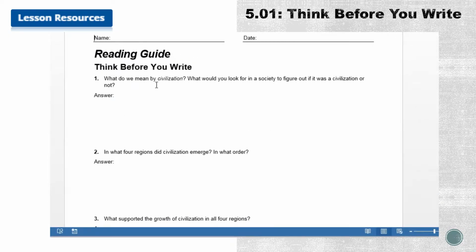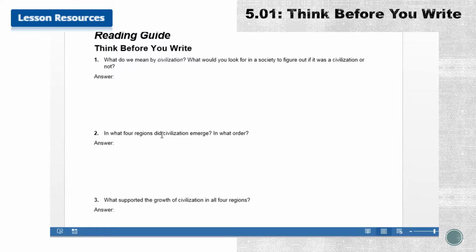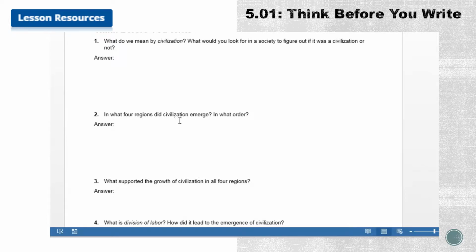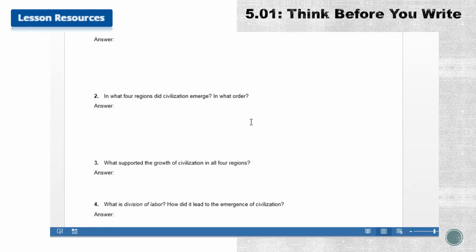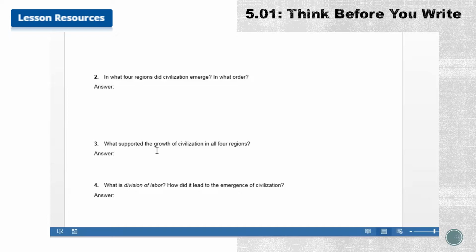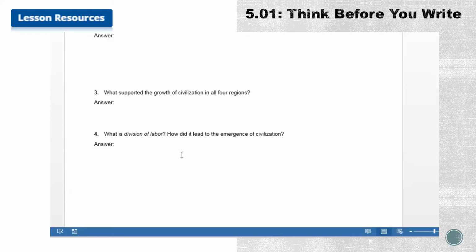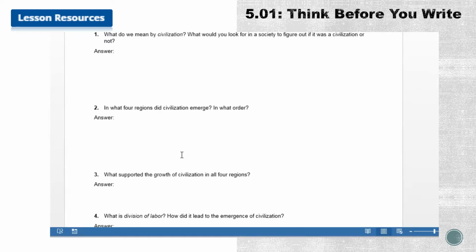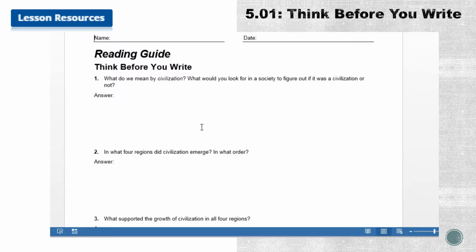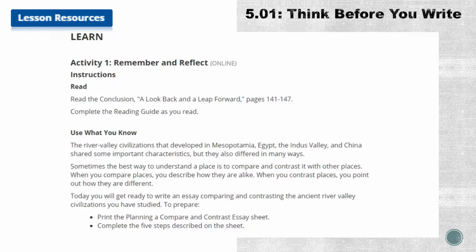So what do we mean by civilization? And what would you look for in a society to figure out if it was a civilization or not? Remember, there's 3 things that need to occur in order for it to be a civilization. What 4 regions did civilization emerge? What order? What supported the growth of civilization in all 4 regions? What is division of labor? How did it lead to the emergence of civilization? So that's your reading guide that you are going to fill out as you read those pages, and that was 141 to 147.